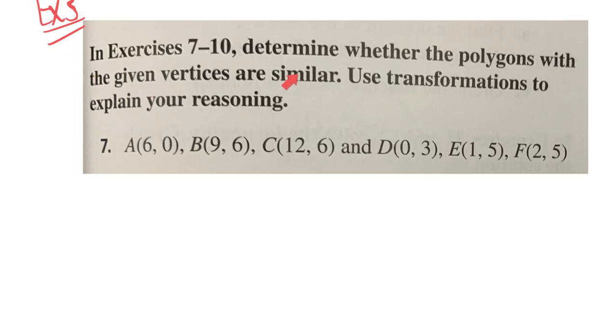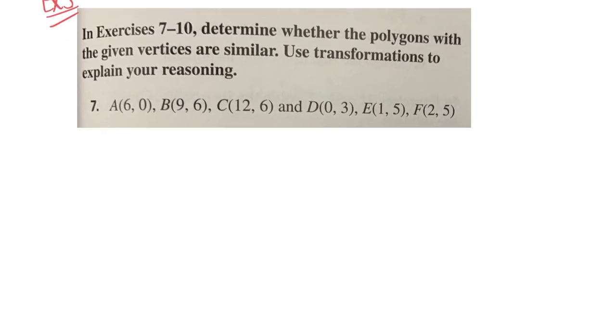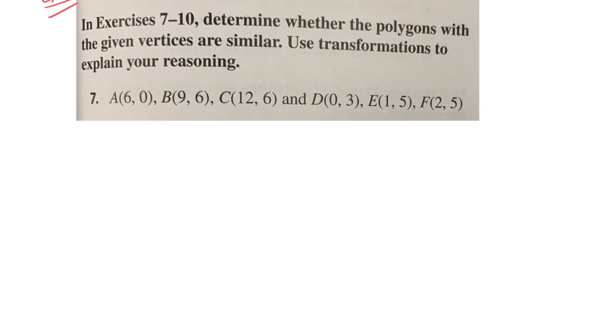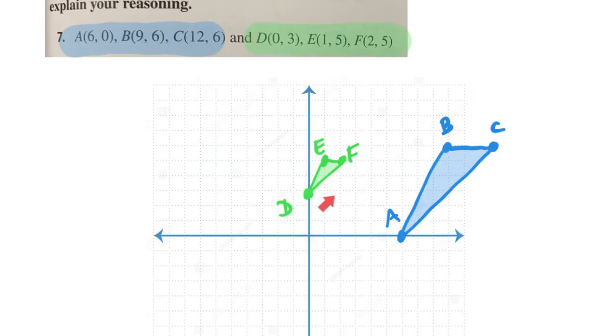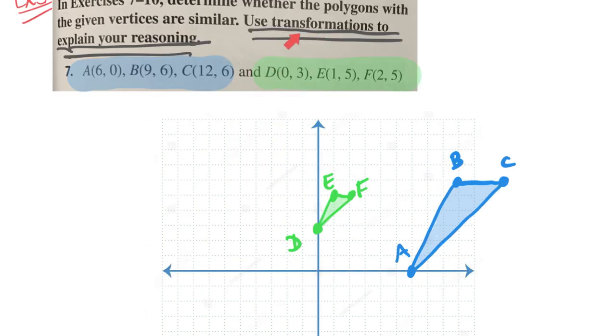All right, the third and final example. Determine whether the polygons with the given vertices are similar. And if they are, we'll use transformations to explain the reasoning. And if they're not, we'll explain why not. So, first of all, we might graph these to get a picture to see whether it's obvious or not. So let's do that. Well, it looks like these shapes might be similar. We're going to use transformations to explain our reasoning.